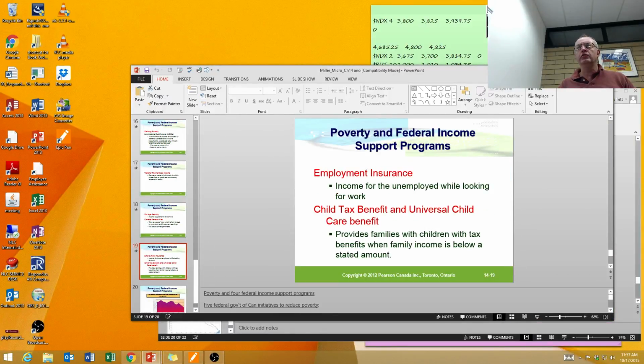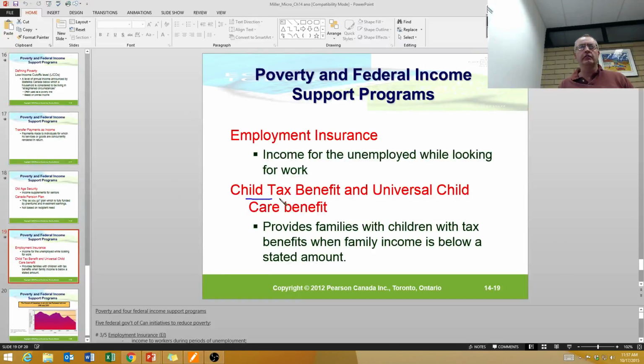Okay, then the two final ones are the child tax benefit. It's a federal program aimed at helping families that have younger children. This used to be called the baby bonus when I was a kid, and I think the rate is $112.33 a month for a child under the age of 18. And if you have more than one child, there's an additional $7.83 per extra child.